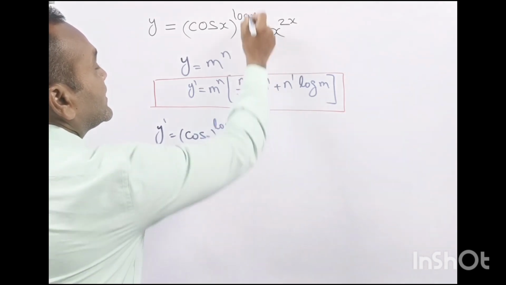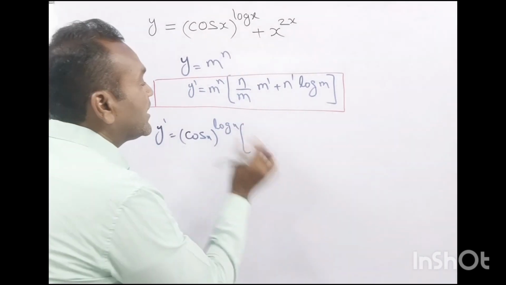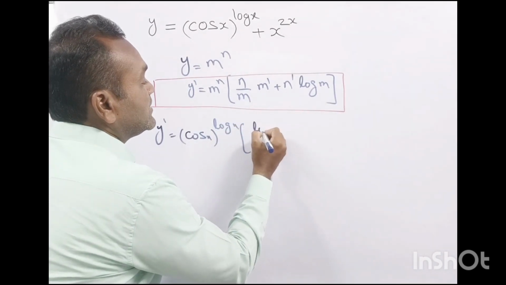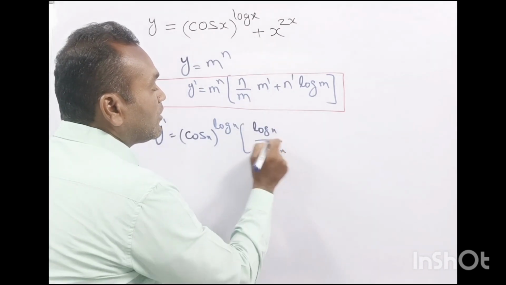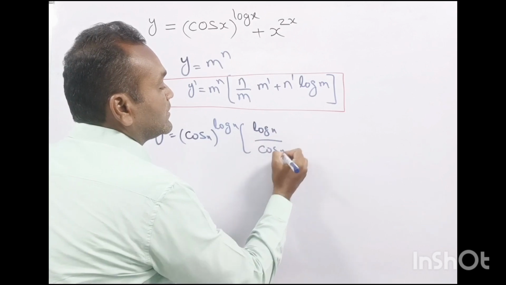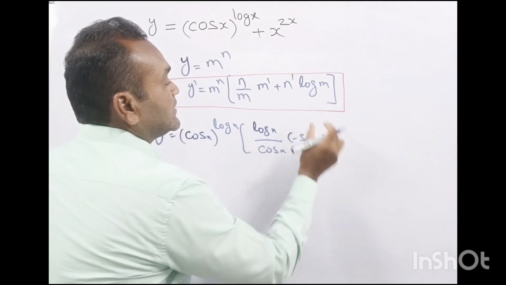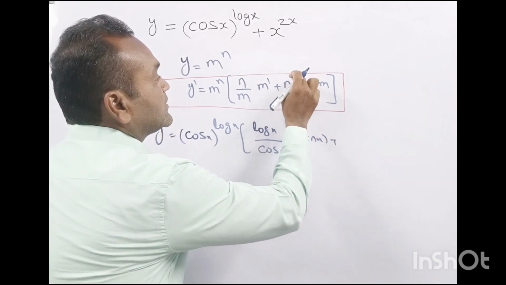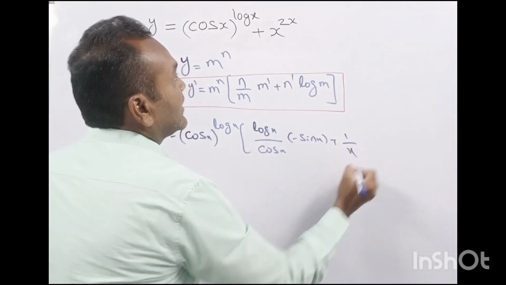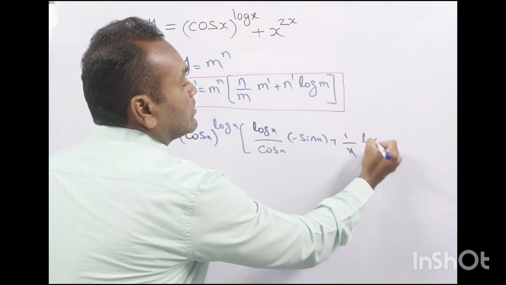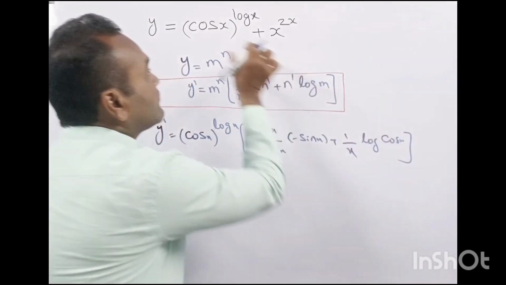Now n by m, here n means this. We will write n by m. The n means log x, by m means cos x. Then the derivative of this function. So the derivative of cos x will be minus sin x, plus then the derivative n dash. N means that is log x. Log x means 1 by x. Now log m means log cos x. This is the first part.